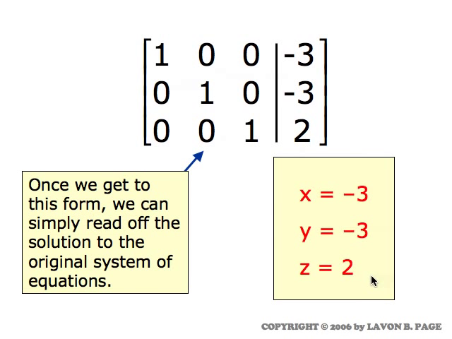We can read off the answer now. The first row says x plus 0, y plus 0, z is minus 3. X is minus 3. The second row says 1 times y is minus 3. Y is minus 3. And the third row says z is 2. You can take these values for x, y, and z, plug them back into that system of equations that we started with, and you'll find that the system is satisfied. We found the solution.